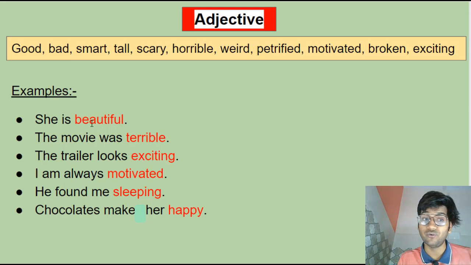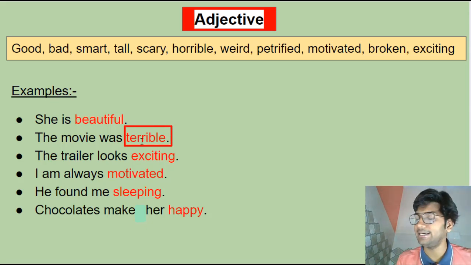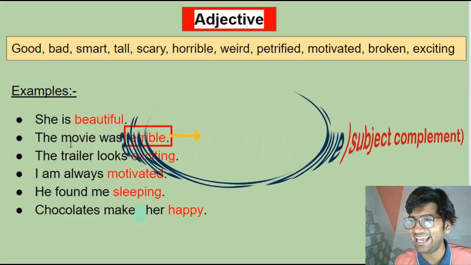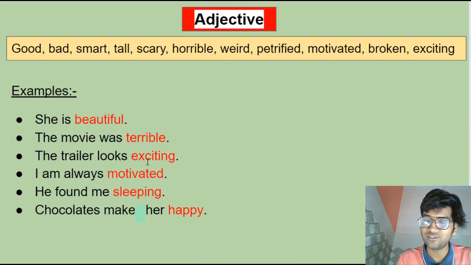All right. Beautiful, adjective. The movie was terrible. How was the movie? Terrible. This is the adjective working as the subject complement, describing the subject. The movie, how? Terrible. The trailer looks exciting.